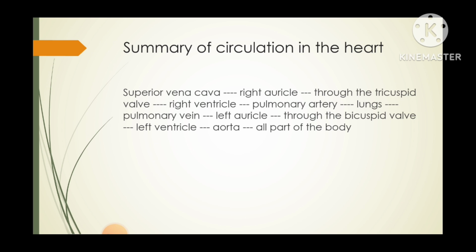Then don't forget that the valve between the left auricle and the left ventricle is the bicuspid valve or the mitral valve. So the blood will move from the left auricle to the left ventricle through the bicuspid valve. Then the left ventricle muscle is very thick. It is very muscular. It will now pump the blood out of the heart through the aorta, and then the oxygenated blood will move to all parts of the body.